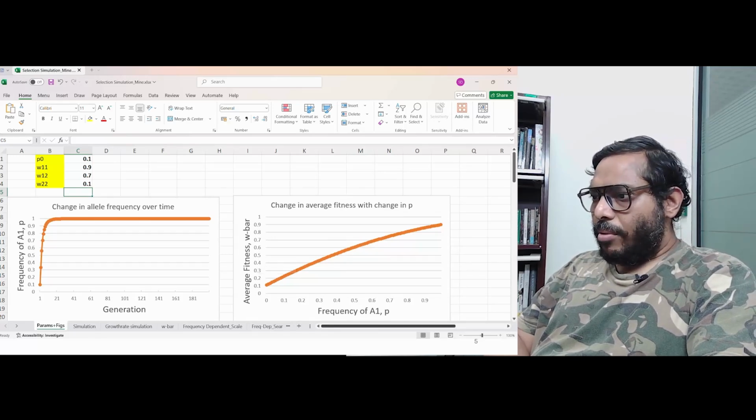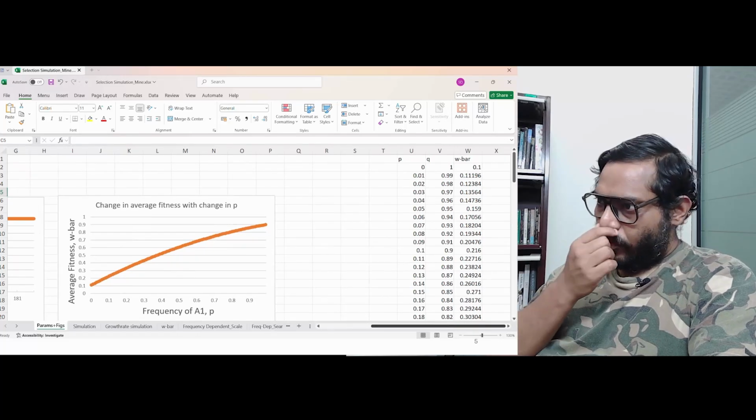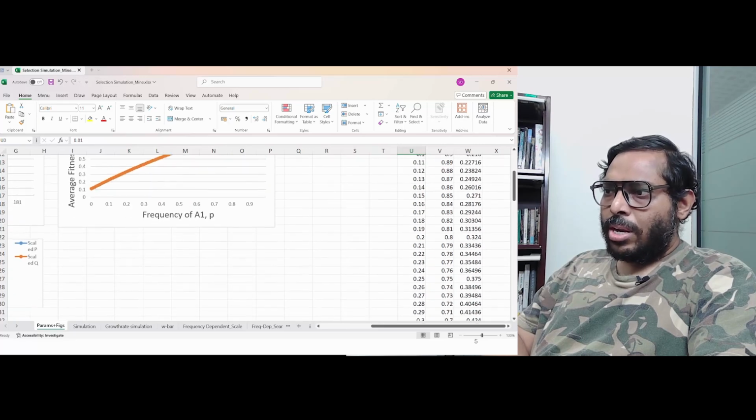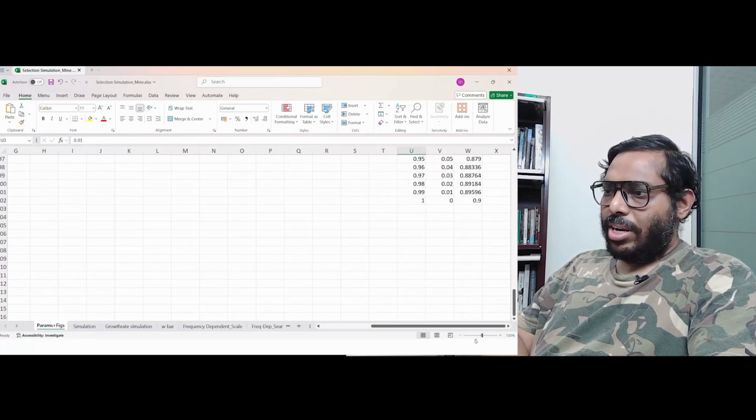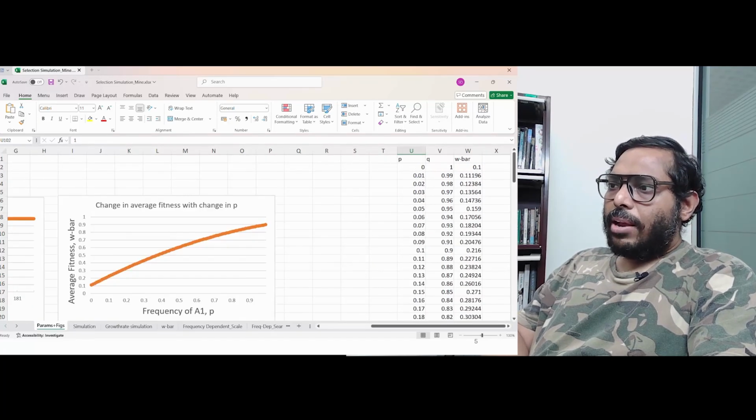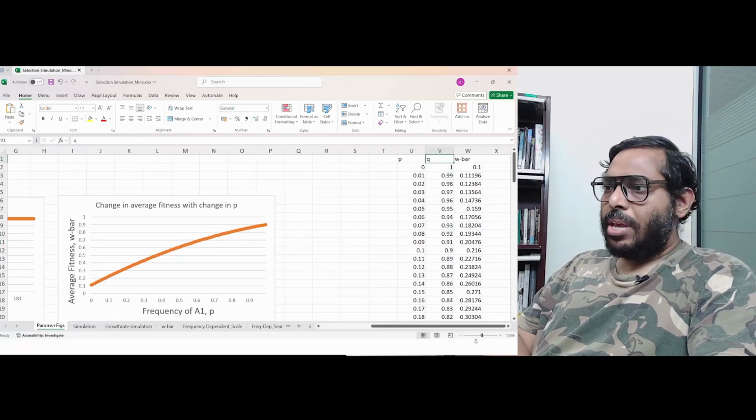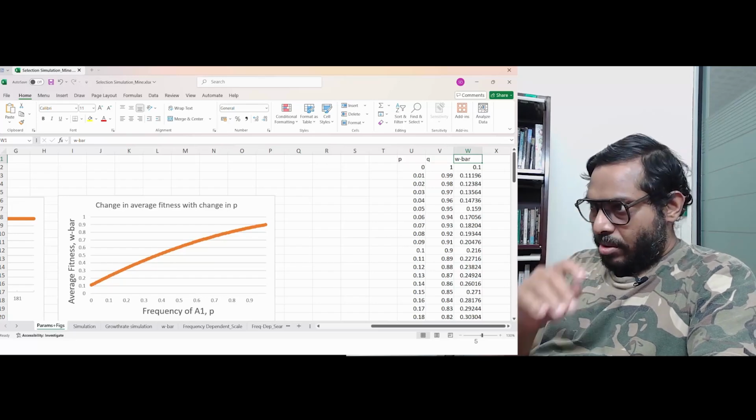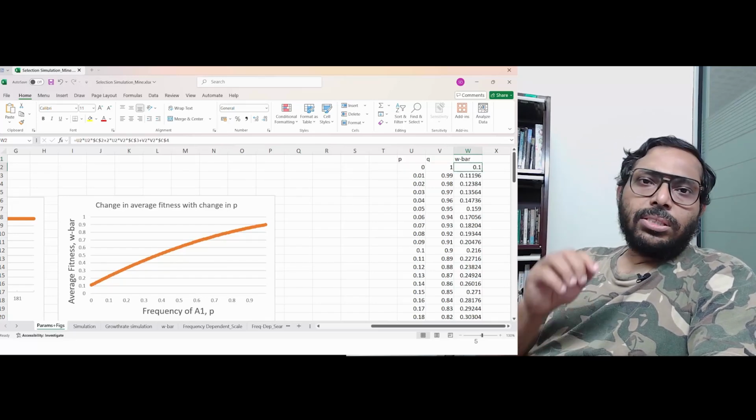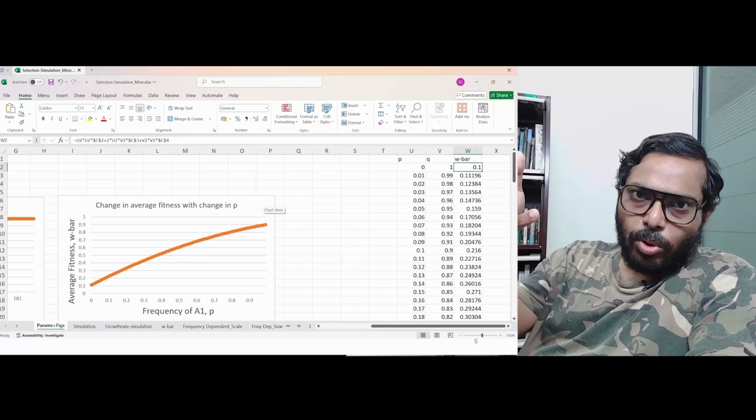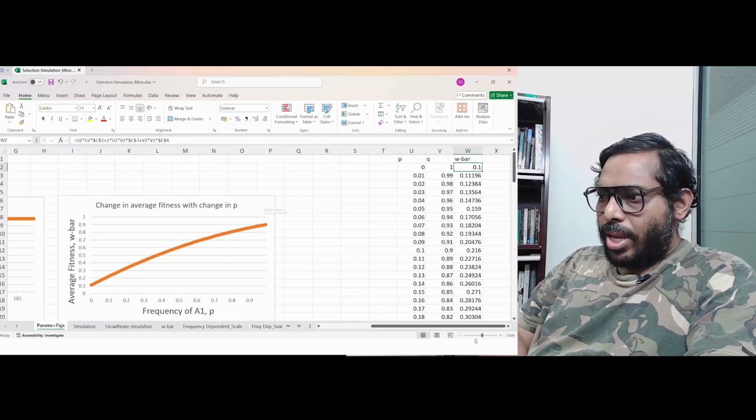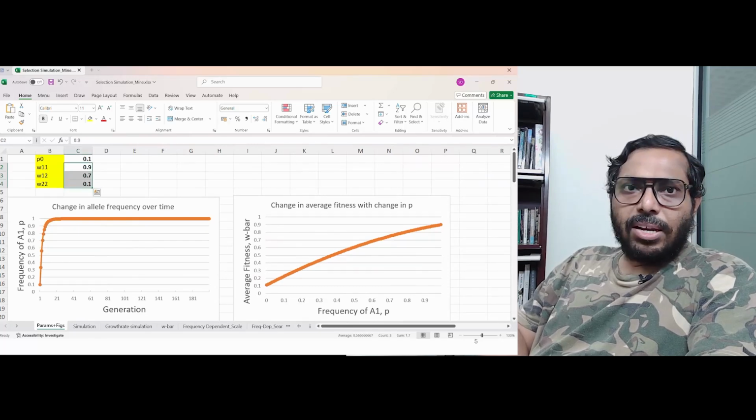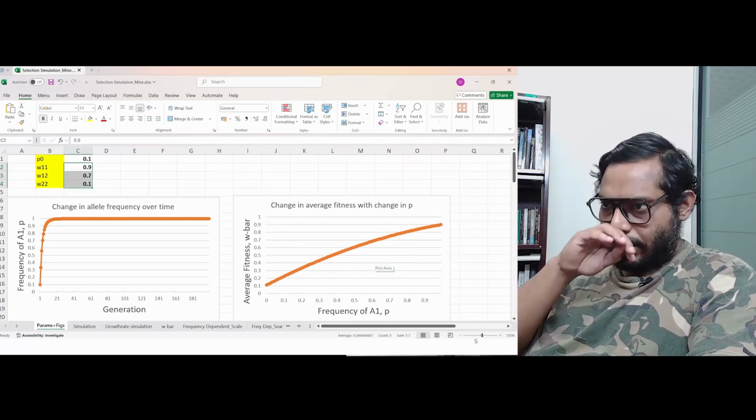Where am I getting this graph from? I am getting this graph from this stuff over here. So, what I have done is here I have taken P equal to 0, 0.01. So, at step size of 0.01 I have increased it all the way up to 1. Then I have taken Q equal to 1 minus P and I have just put them over here, and in this column I have put the formula of W bar, which is P square W11 plus 2PQ W12 plus Q square W22. Where am I getting the values of W11, W12, W22? I am picking them up from here. So, if we change stuff over here, we can see the effect of that in this graph.